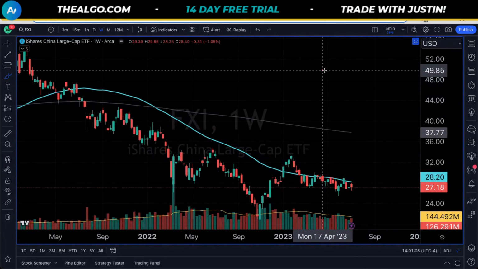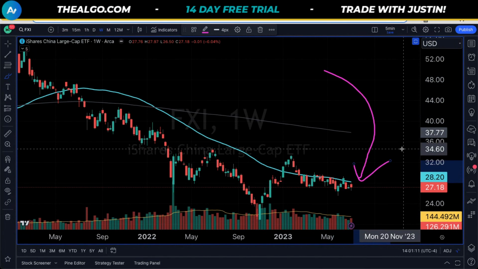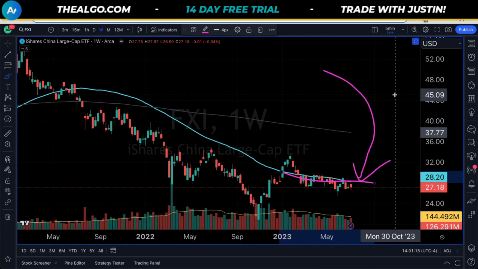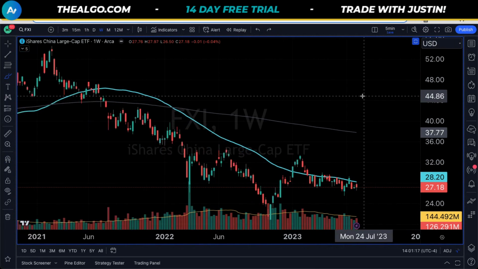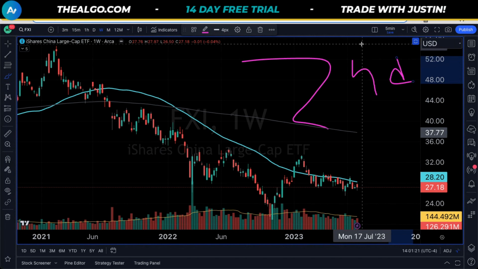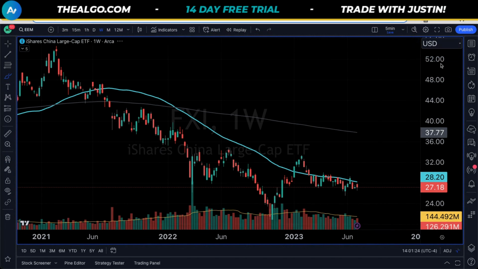Then we got FXI. It looks like ARK, where it's unable or unwilling to claim the short-term price or that 50 MA. And this is supposed to be the second biggest growth engine of the world, right? Second biggest economy. Well, it kind of stinks right now. There's no growth in China. That's what it looks like.